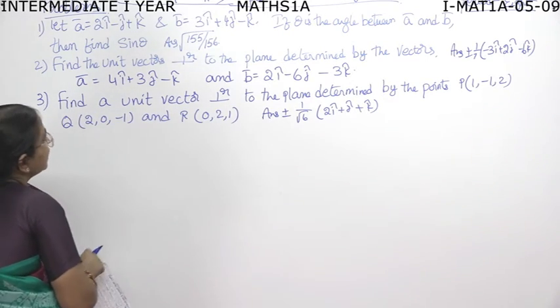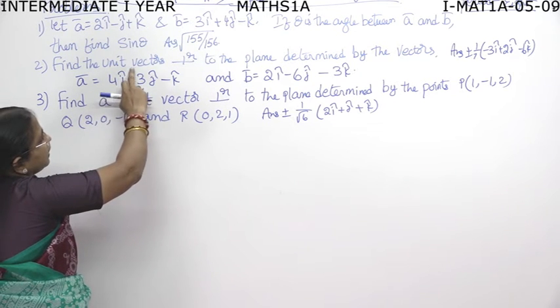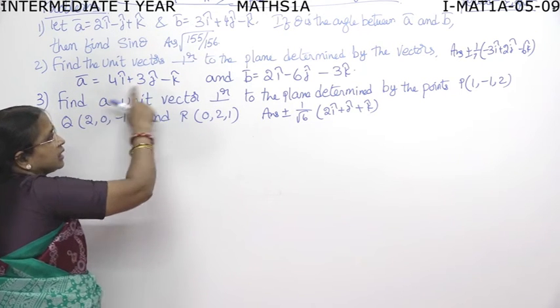Now see, the difference between these two problems is, here you must find the unit vectors perpendicular to the plane determined by the vectors A and B.